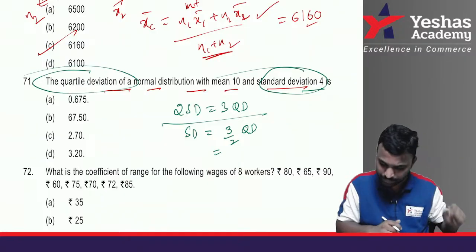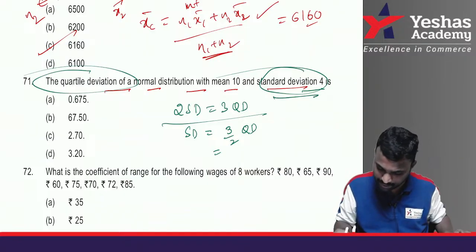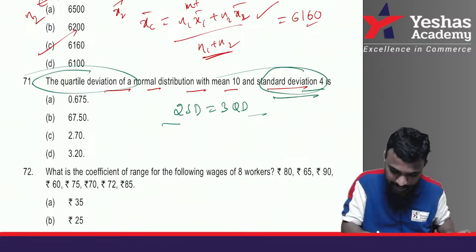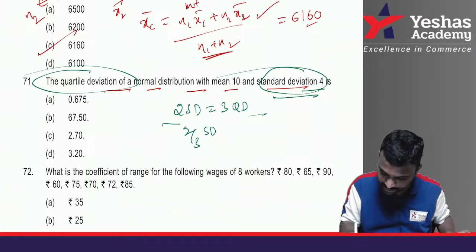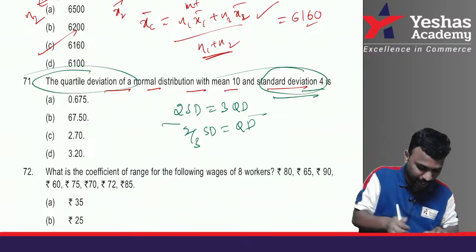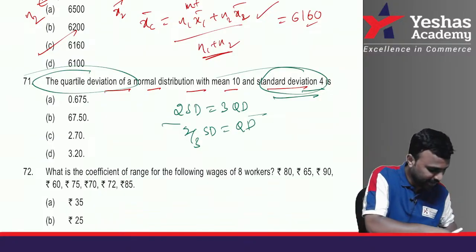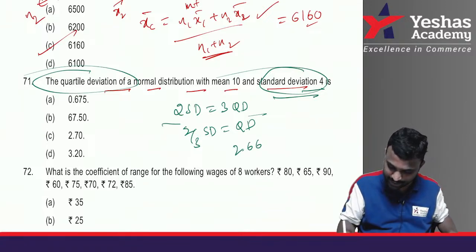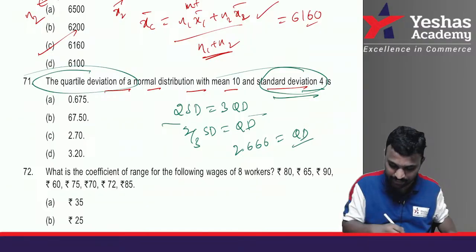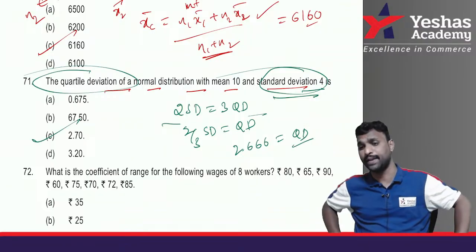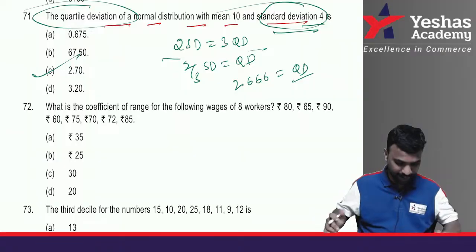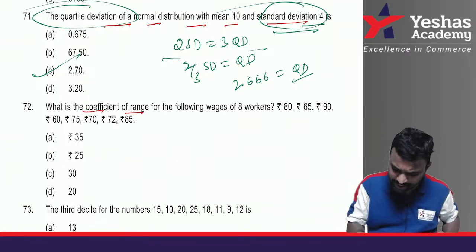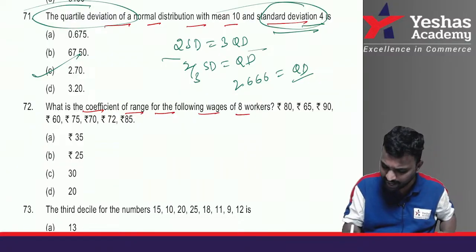That means standard deviation is given and we are asked to find QD. So 2 by 3 into SD is equal to QD. Take your calculator, everybody. Type 2 divided by 3 into SD, which is given as 4. It is 2.6666. This is the quartile deviation. The nearest answer is 2.7. Option C is the right answer. Is this clear, everybody?